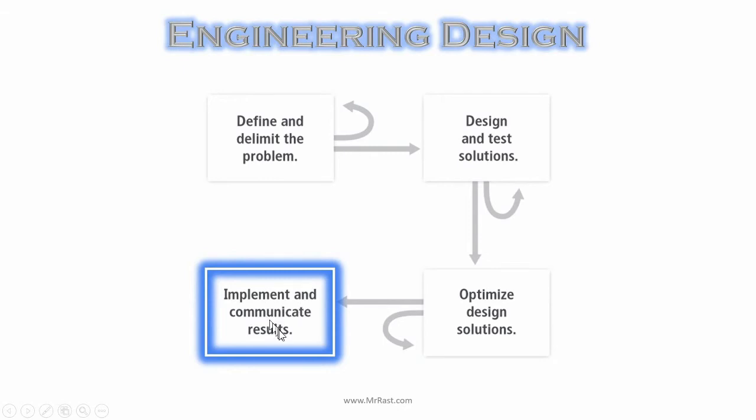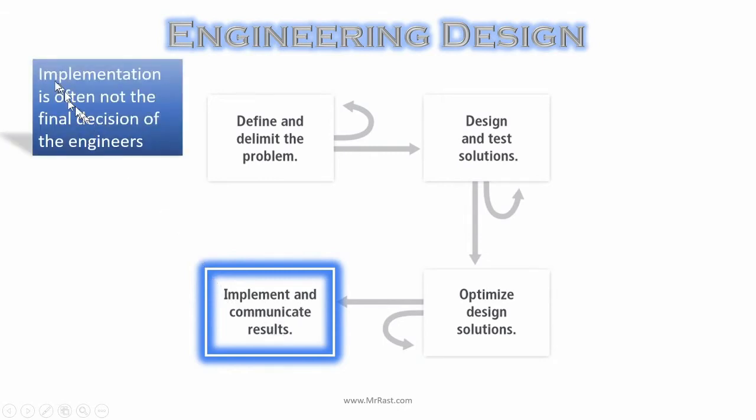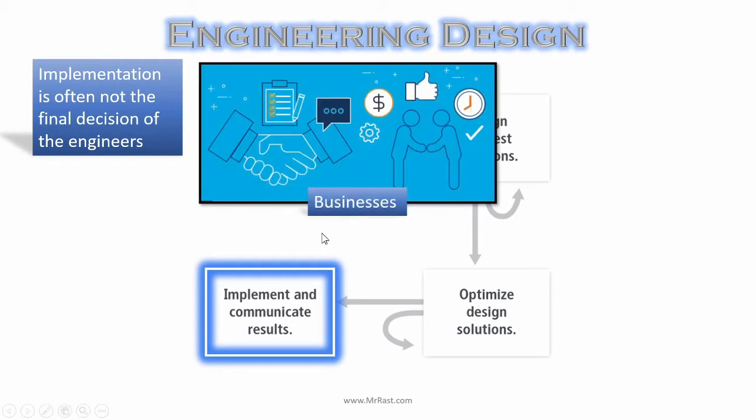Implementation and communicate the results. Implementation is often not the final decision of the engineers. There are other factors that come into play when determining if these ideas will actually be implemented. So we made these nets, will they actually be put on the beach to collect the fog? So there are considerations to be determined, things like businesses.